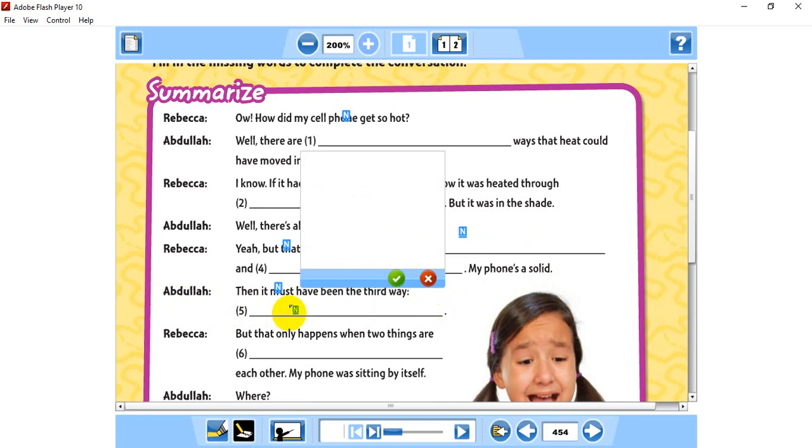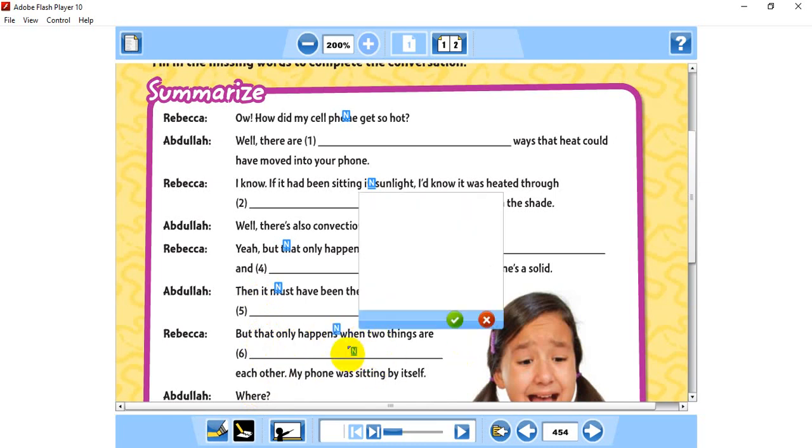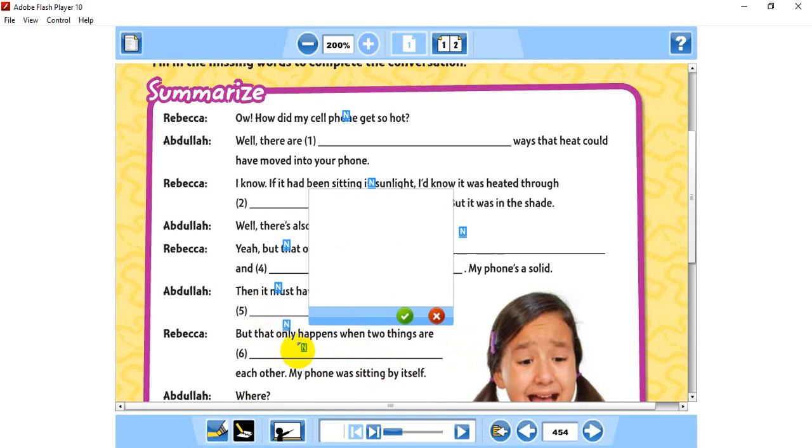Because of the conduction, do you remember how heat travels? Conduction, because there are two objects that are touching. Okay, guys? So because there is conduction, let's see why it's conduction. But that only happens when two things are what? Touching. Okay, guys, let me answer it here.